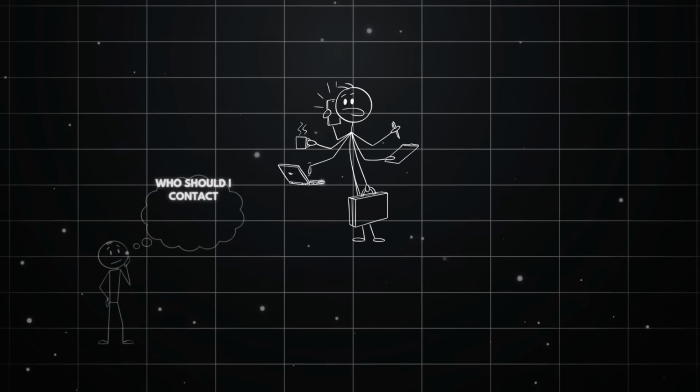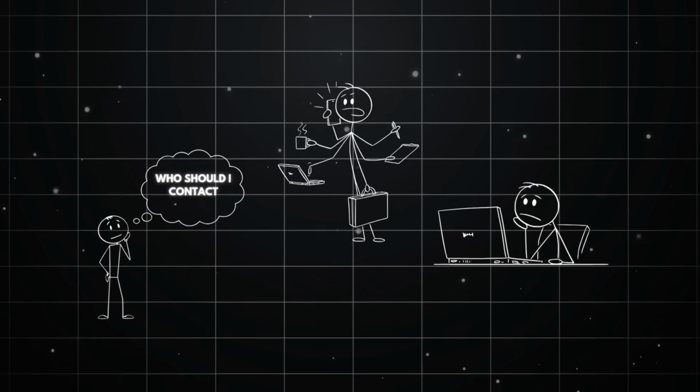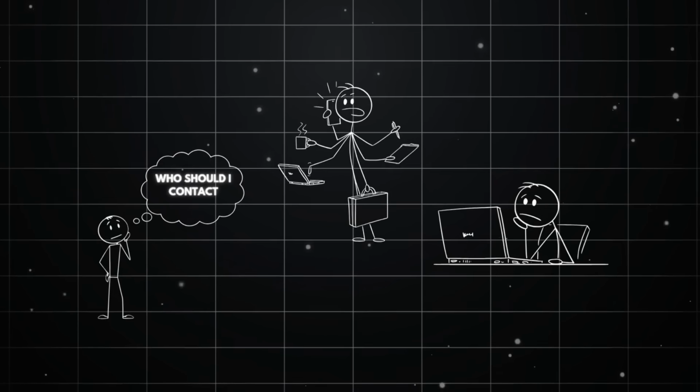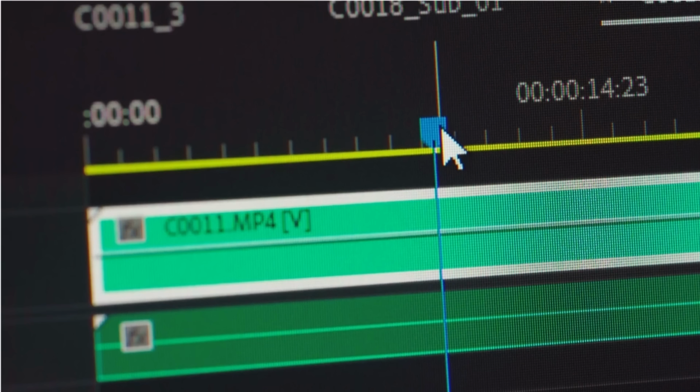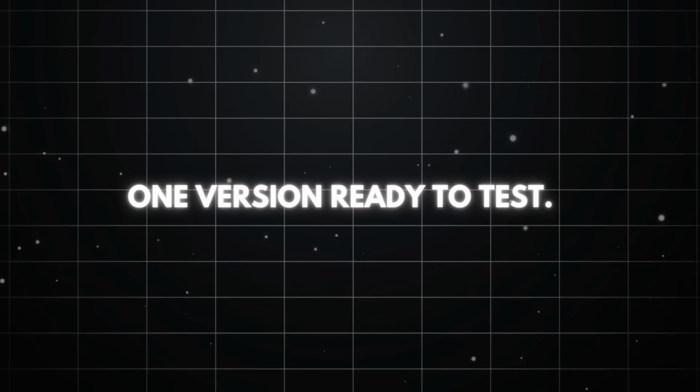Now, if you've ever tried creating UGC ads, you already know the process isn't always simple. First, you need to find a creator, send them a creative brief, wait for them to film the content, review revisions, and then edit everything together before you even have one version ready to test.